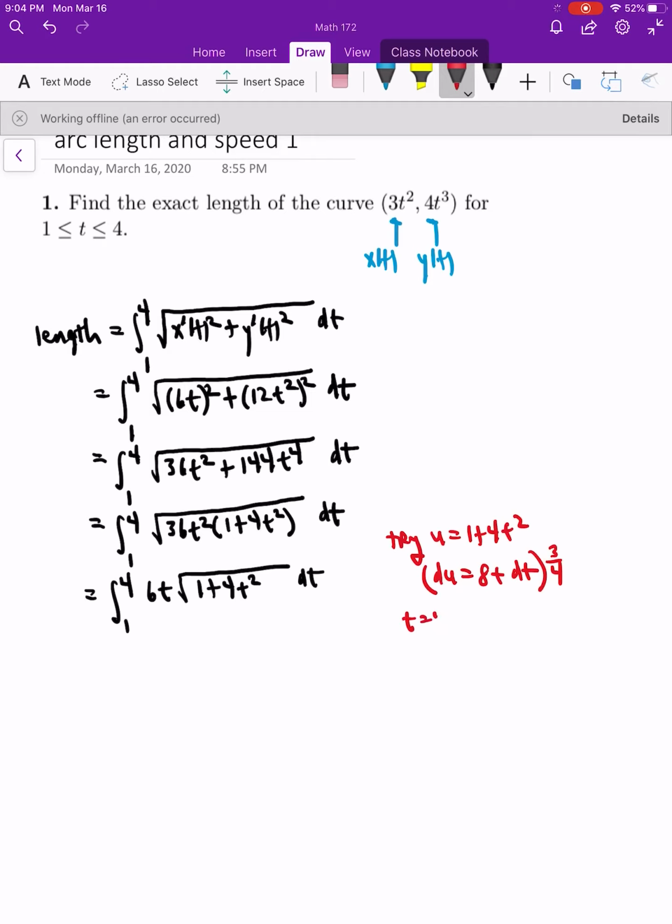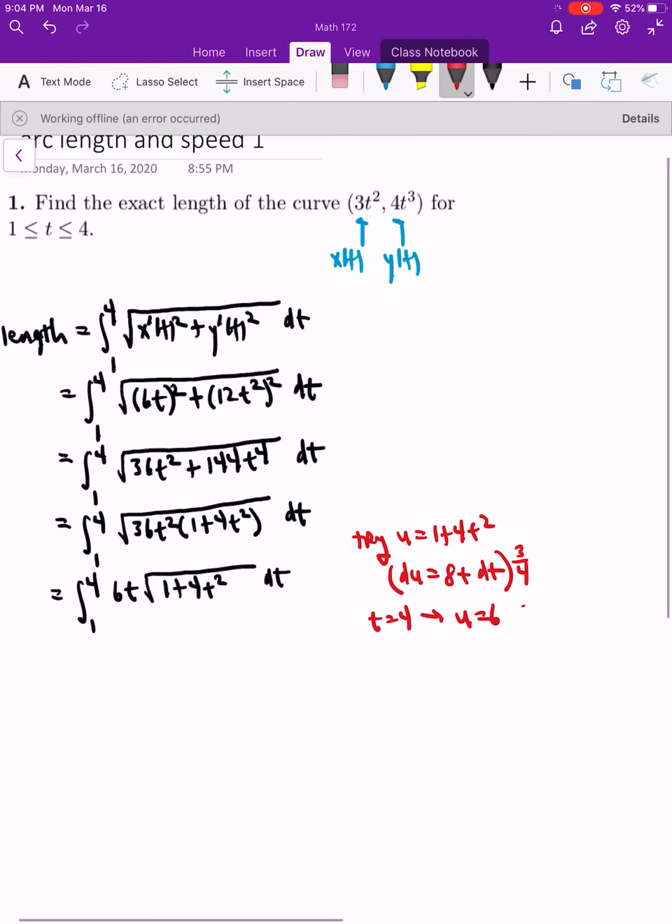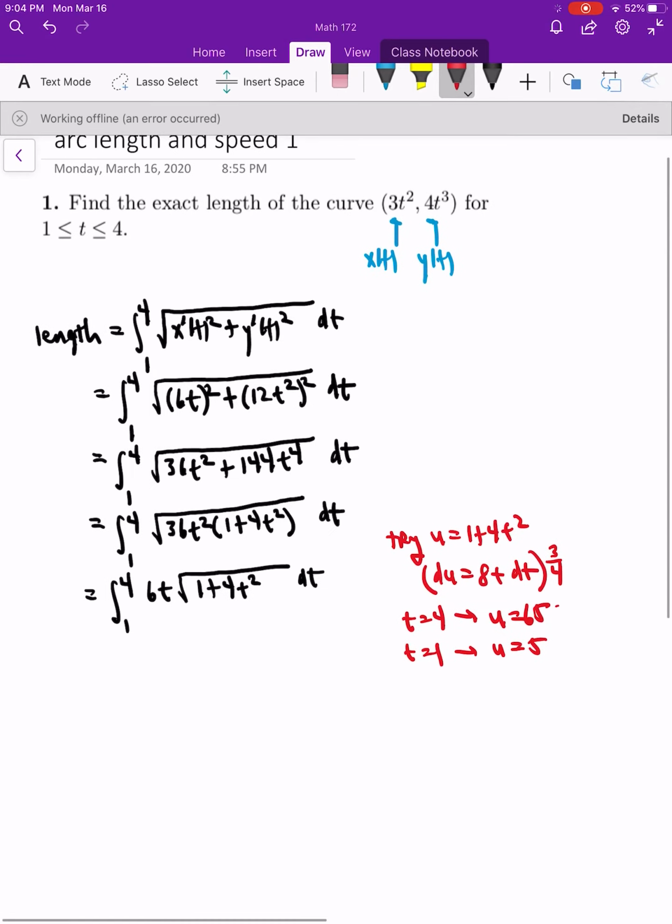Also, when t is equal to 4, that corresponds with u equal 65. T equal 1 corresponds with u equal 5. So I'll convert my t integral into a u integral. Goes from 5 to 65. Substitution was to make the square root simpler. It becomes square root u.